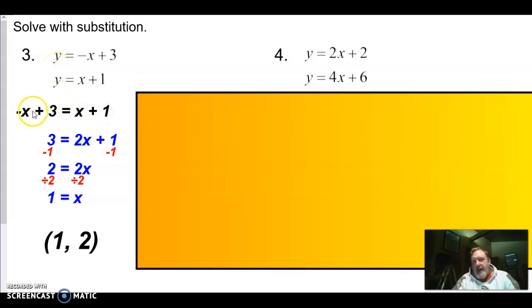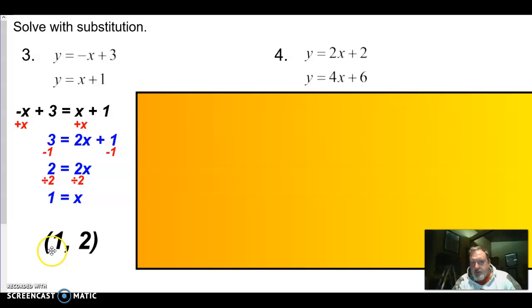Now that I have that, now I can solve this. So first thing I'm going to do is add x to this other side here. Alright, so we added x to both sides. That's where this 2x came from. Then I can subtract this 1 over. So 2 equals 2x. Divide by 2, and we know that x is 1.